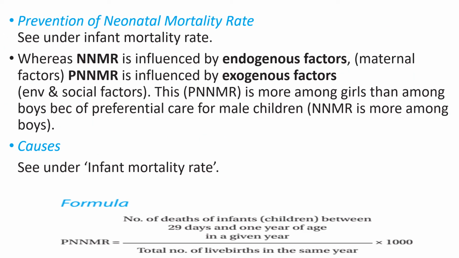Prevention of neonatal mortality rate, see under infant mortality. As we said, whereas NNMR is influenced by endogenous factors, PNNMR is influenced by exogenous factors. This PNNMR is more among girls than among boys because of preferential care for male children. Causes, see under infant mortality. Formula for PNNMR: number of deaths of infants between 29 days and 1 year of age in a given year divided by total number of live births in the same year multiplied by 1,000.